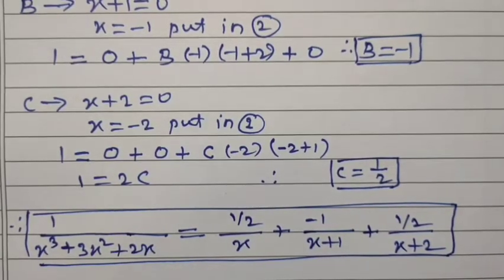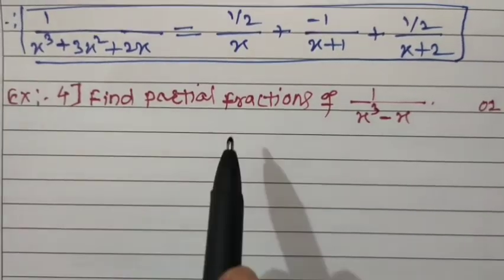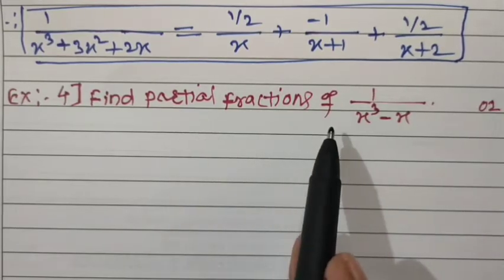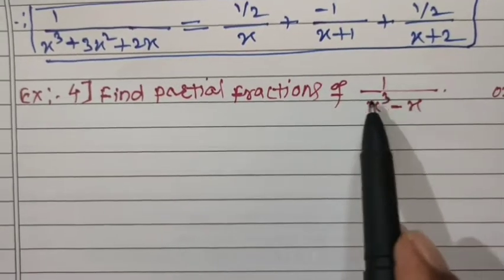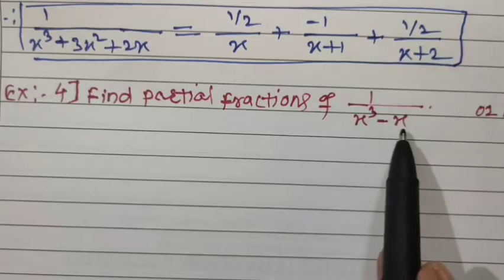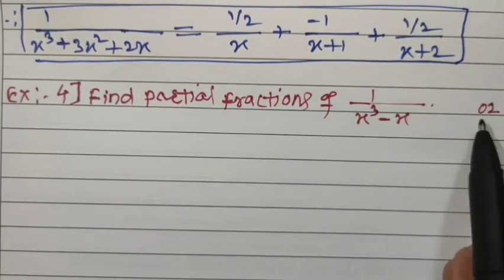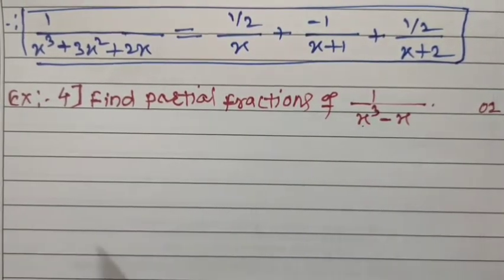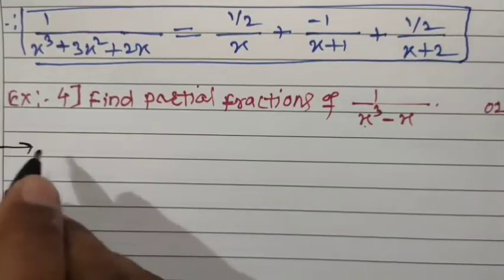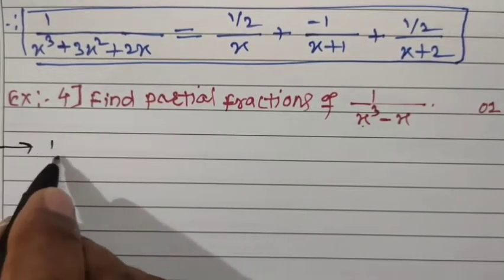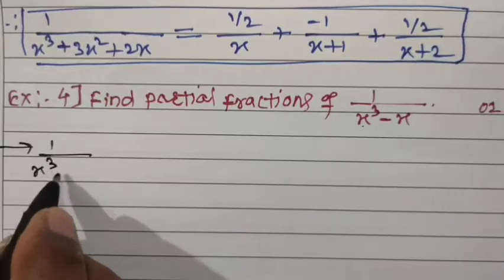Okay, let us solve the next sum. Sum number 4. Find partial fractions of this rational function 1 upon x cube minus x. This sum also gives 2 marks. Okay, so to solve this sum, the rational function is 1 upon x cube minus x.